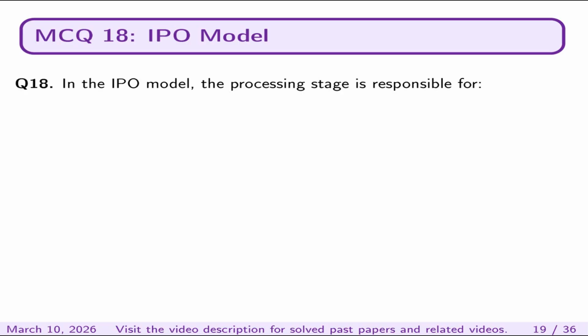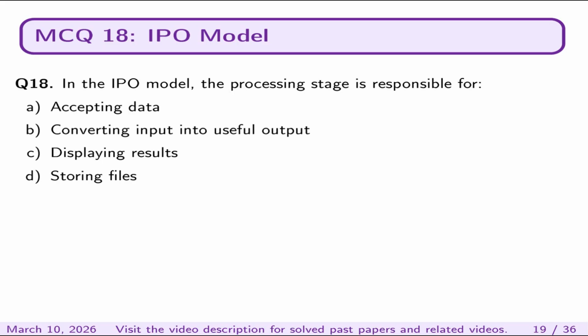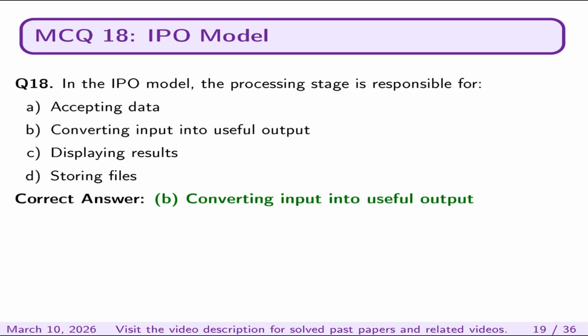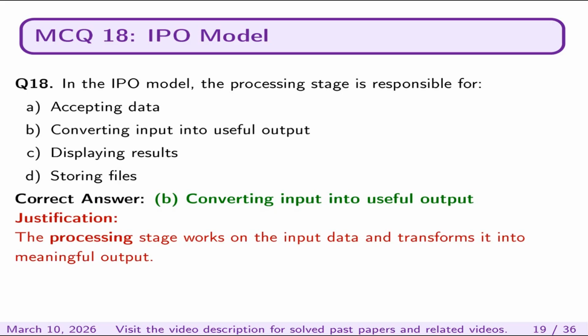Question number 18. In the IPO model, the processing stage is responsible for accepting data, converting input into useful output, displaying result, storing files. The correct option is converting input into useful output, because the processing stage works on the input data and transforms it into meaningful output.